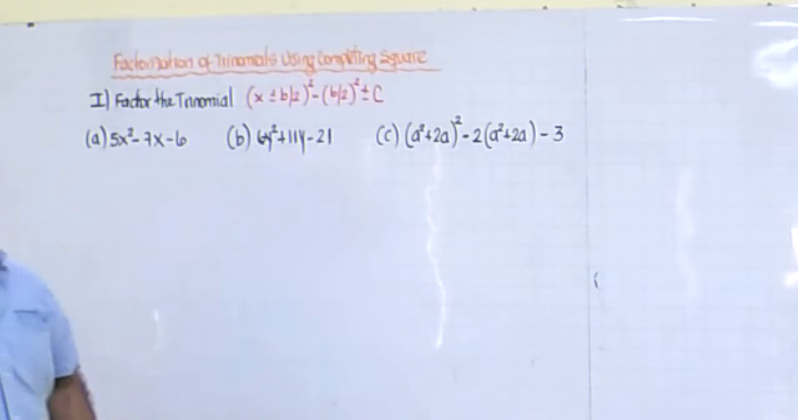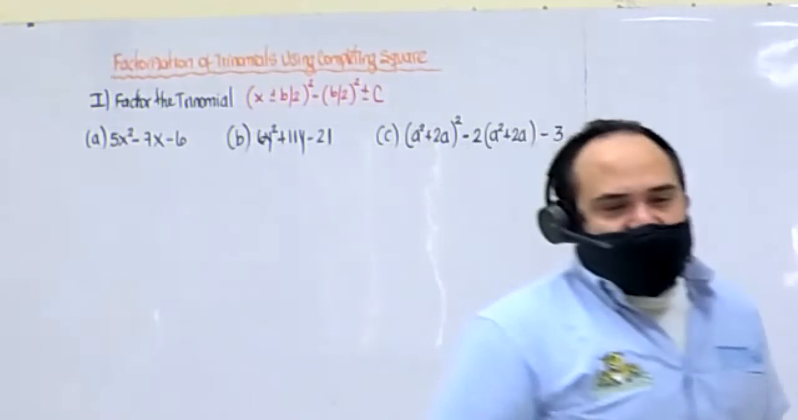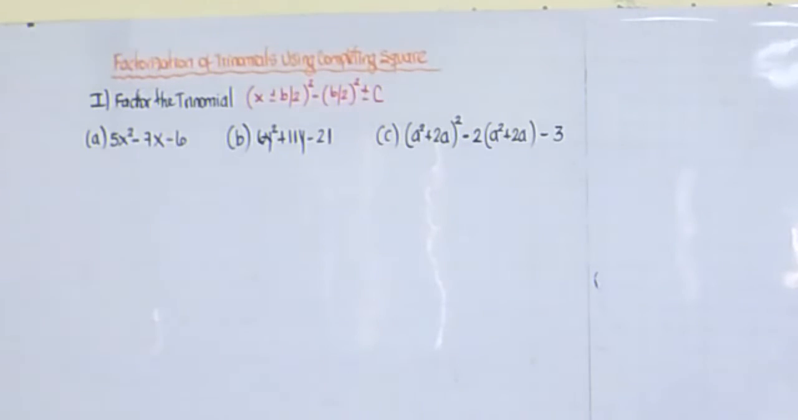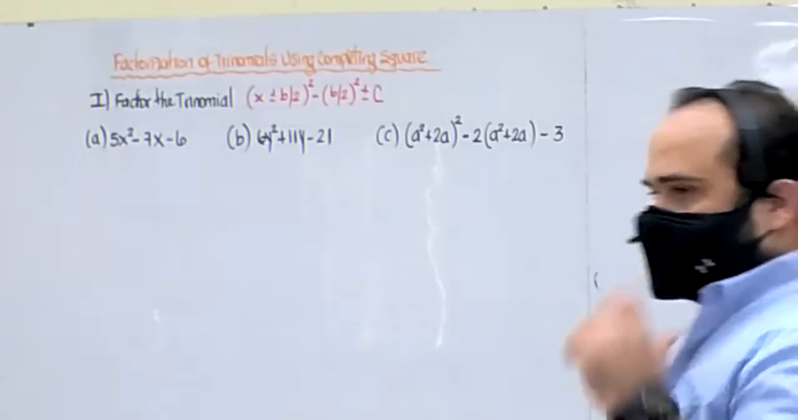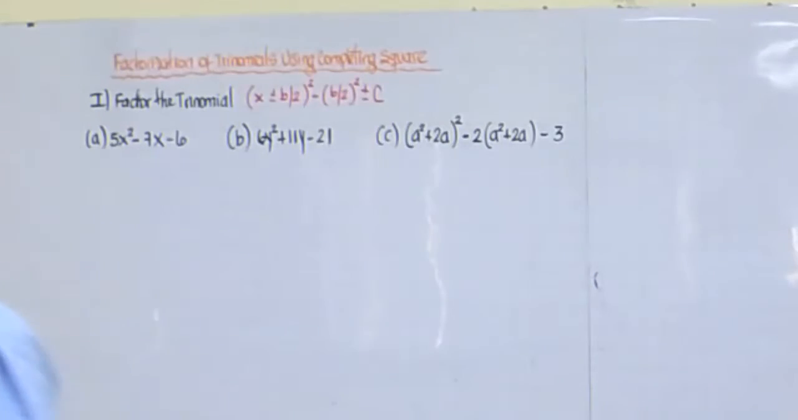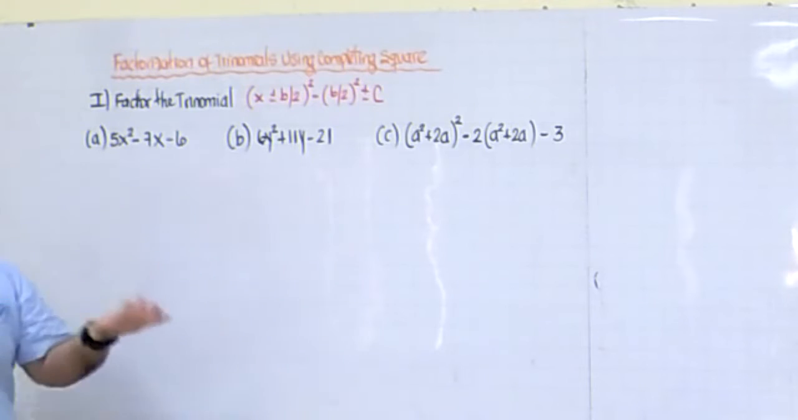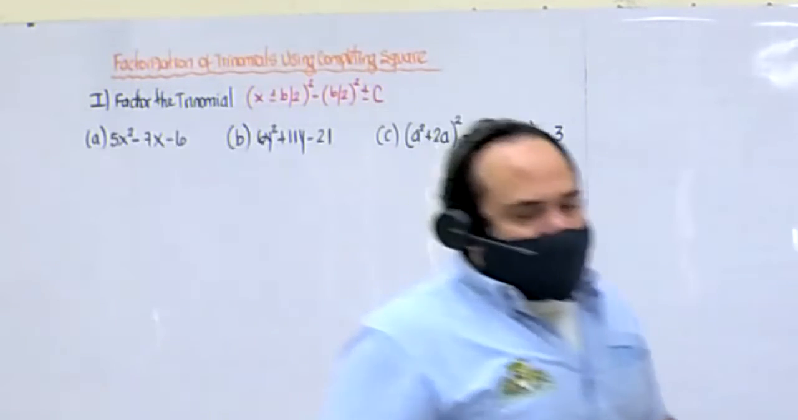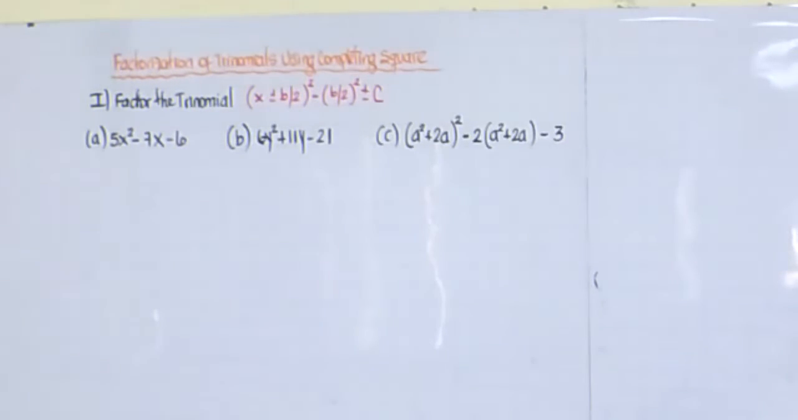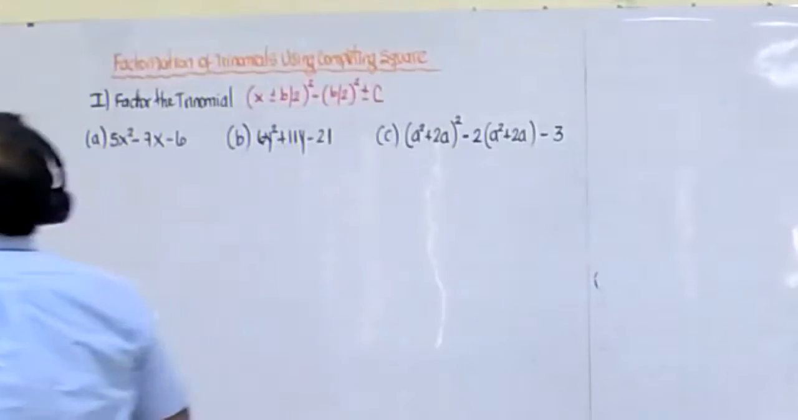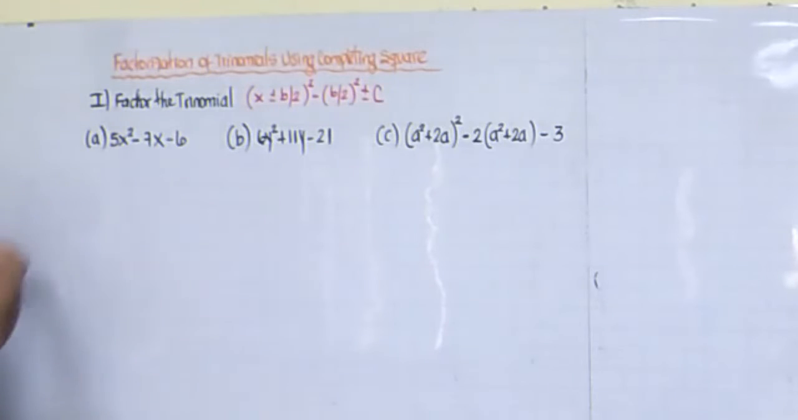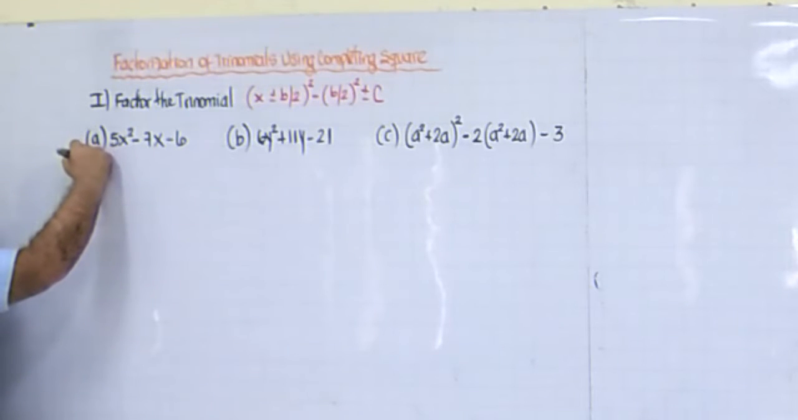Just at the beginning, we have the expression 5x squared minus 7x minus 6. Remember, the first thing we must do before applying the completing square formula is make sure the number next to the squared variable is 1. In this case, this is not the number 1. This is the number 5. Well, what do we have to do? Previously, we're going to take this number 5 as a common factor.